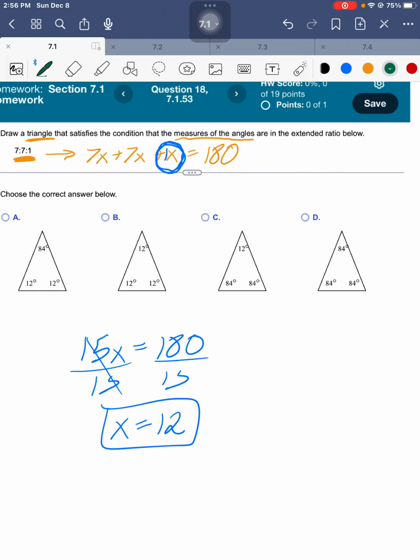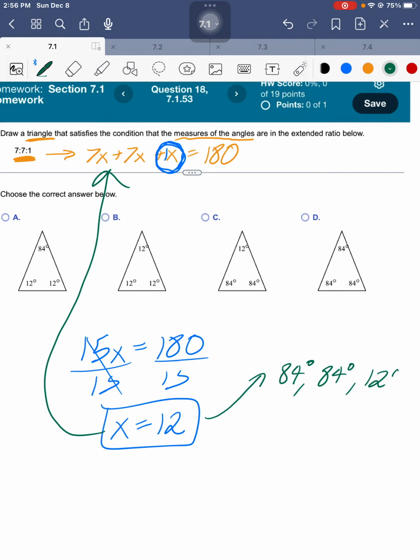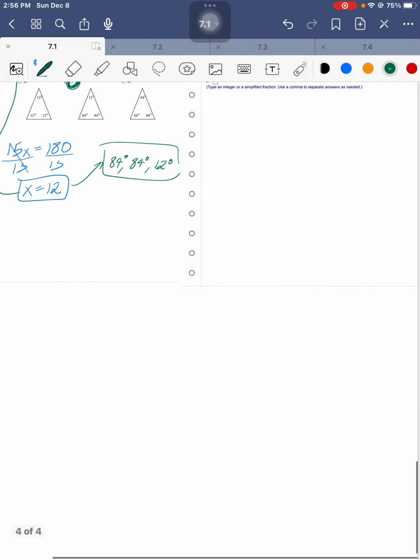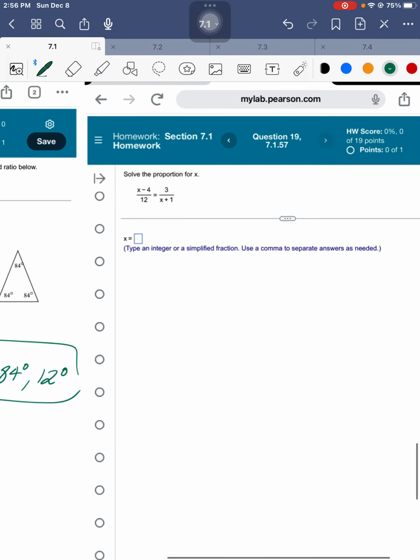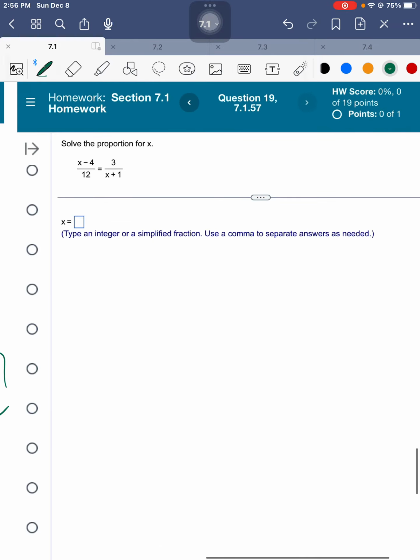So what should the angles of my triangle be? Well, remember that it is in the extended ratio of 7x, 7x, and 1x. So what is 7 times 12? 84. So that means the measures of my angles should be 84, 84, and 12. Is there any triangle that follows that? Yeah, right here, C. So C is my answer. Okay, last one.